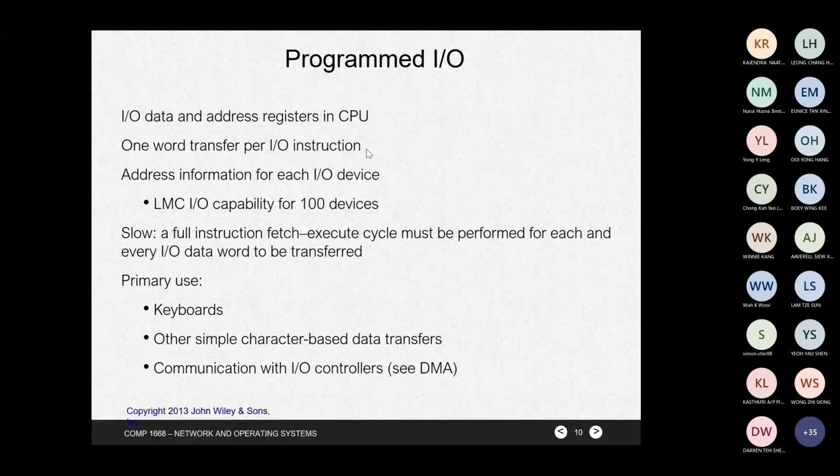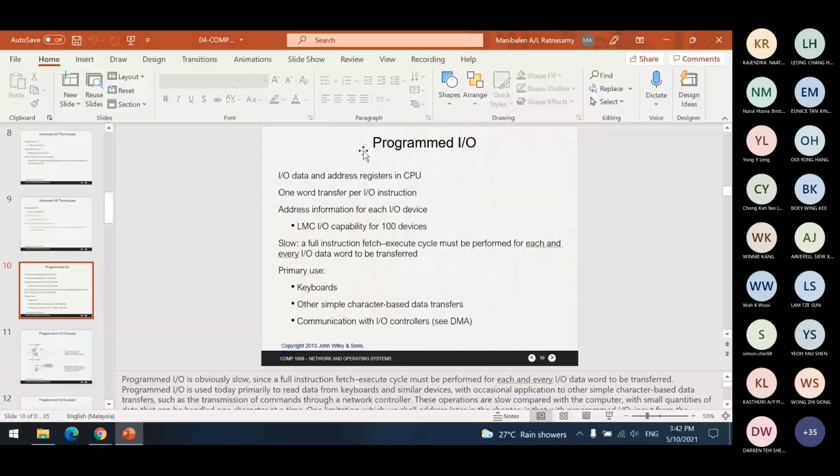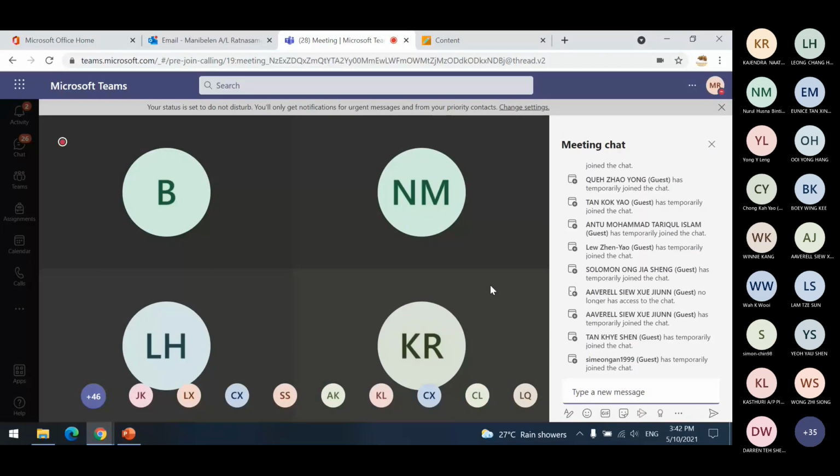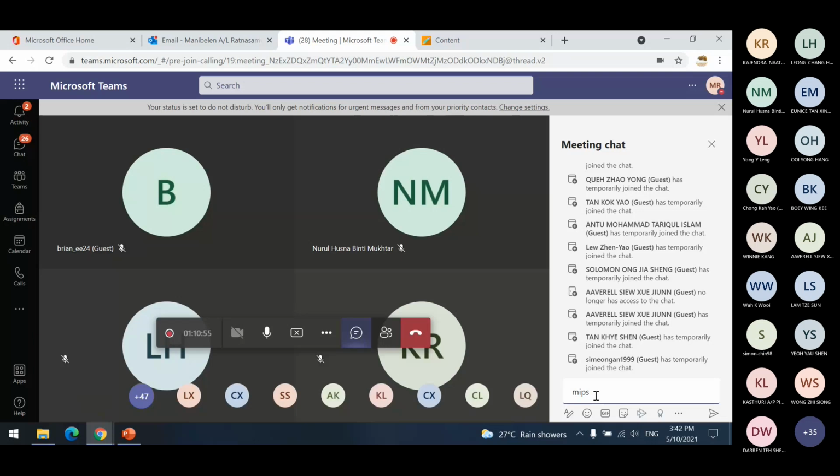So let me go back to the screen to my meeting. Who understands what is MIPS? You type here, type in the chat, MIPS. What does it mean by MIPS? Or I can type for you. Just share with me what you understand by MIPS.